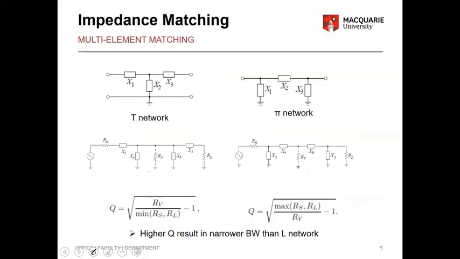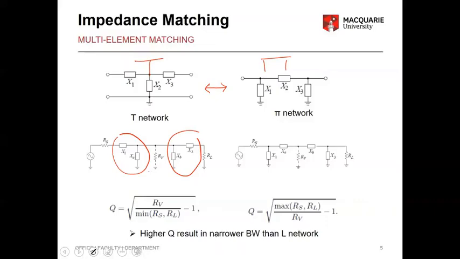Now, when you have multi-element matching in a T network or pi network, you will have two L networks back to back. So this is an L network, this is an L network, and they are back to back. And this has the shape of a T and this has the shape of a pi, and that's why they're called T network and pi network. You can always convert between them. So you can convert a T network to a pi network and a pi network to a T network. We are not going to talk about that. I think you may have done it in your previous courses.